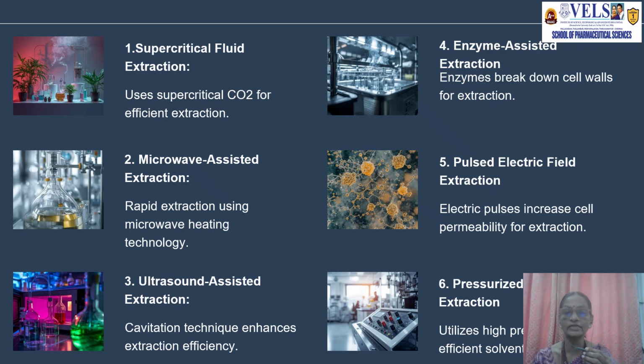Pulsed electric field: here electric pulses can be used for the preliminary extraction of phytocompounds. Ultrasound assisted extraction: here ultrasound radiation frequency is applied, which produces cavitation of bubbles in the sample, thereby causing penetration of the plant material and extraction of the bioactive compounds. Pressurized extraction can also be used, utilizing high pressure for efficient solvent penetration and efficient extraction of the sample.